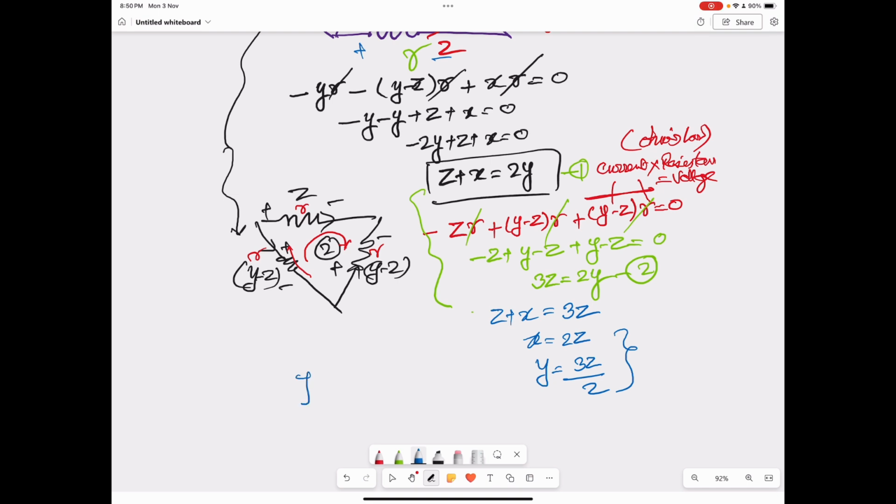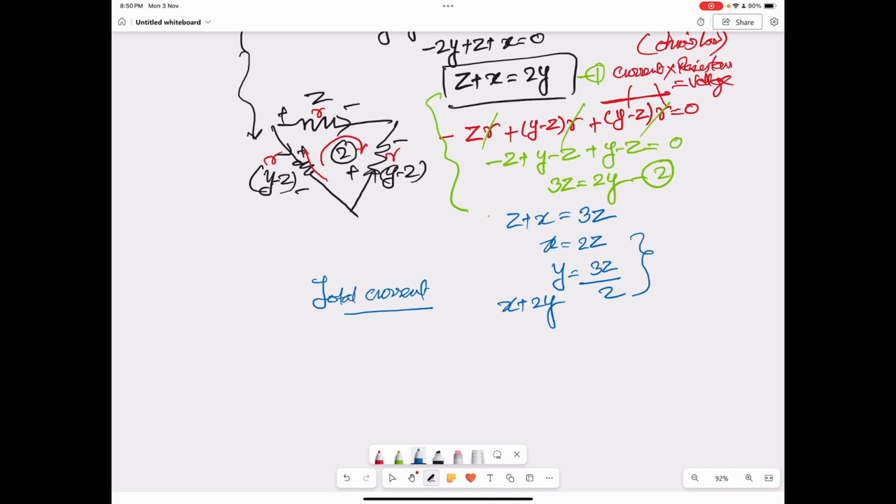So the total current, we know, is nothing but x plus 2y. x plus 2y. So x is 2z and 2y is 3z. So this is nothing but 5z. So the total current is 5z, because 2y is nothing but 3z and x is equal to 2z. The total current I is 5z.